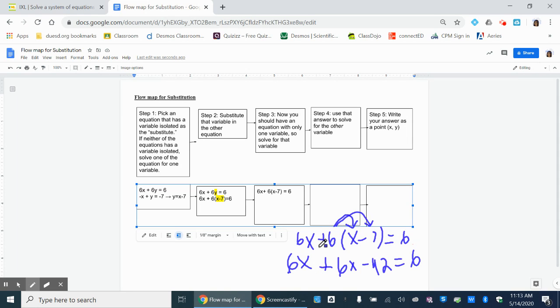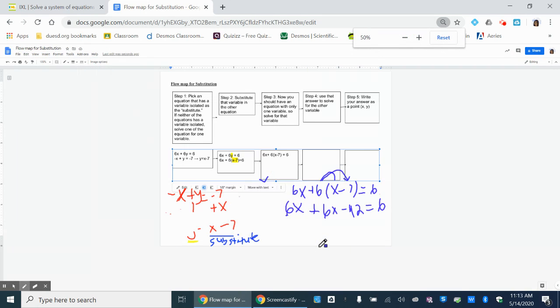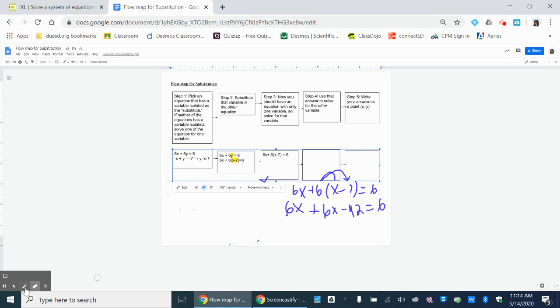Now step 2 is to simplify both sides of the equation by combining like terms. If you notice, on the left side we do have like terms: the 6x and the 6x. We can combine those because they are on the same side. So I'm going to combine these two. 6x plus 6x makes 12x minus 42 equals 6.